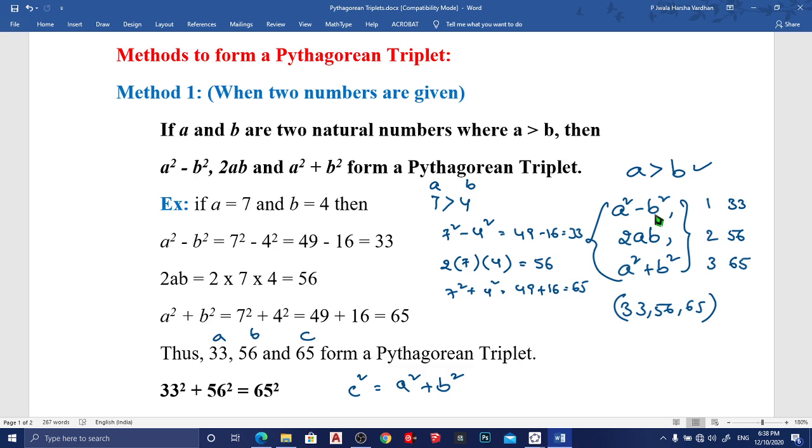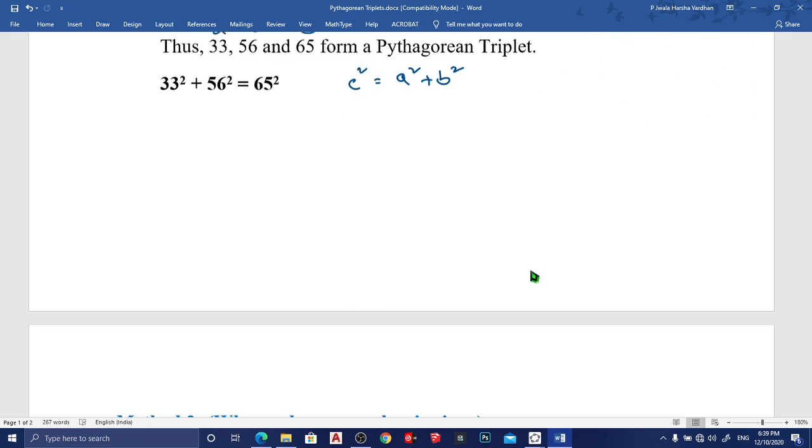Okay, so the difference of the squares of the two numbers you have to take, which is the first number. Then 2 into a into b you have to multiply, that will be the second number. Then the sum of the squares of the given two numbers you have to take, that will be the third number. Simply you have to find it out just by taking any two numbers. Okay, so this is method 1.